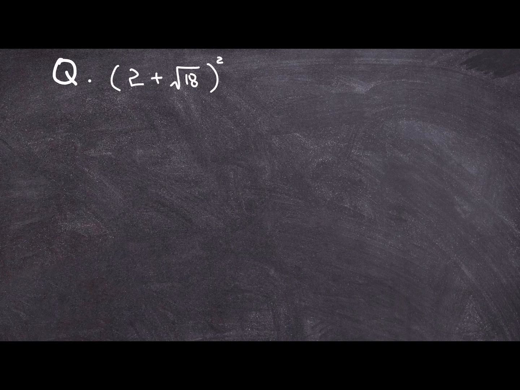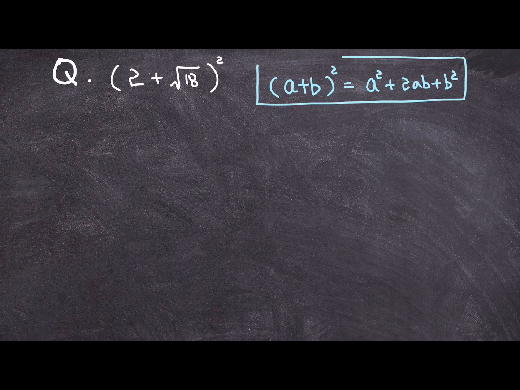Now, if you know the formula that goes like this, a plus b squared is equal to a squared plus 2ab plus b squared, then this problem becomes really easy. You might have already noticed that this expression is in the form of a plus b squared, with a being 2 and b being square root of 18.